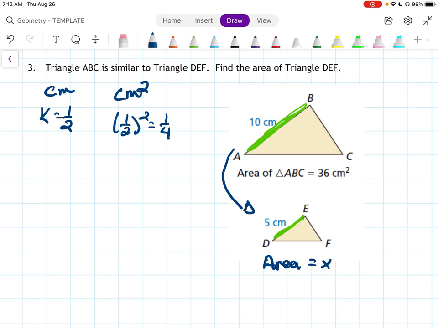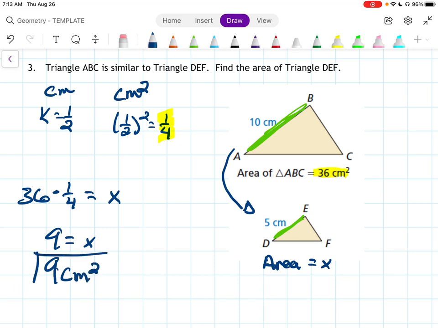All right. Again, what I'm doing here is going from the top triangle, the big one, to the small triangle, the bottom one. So I'm going to multiply 36 by 1/4. And that's going to be my area. 36 divided by 4. Is that 9? I think it is. 36 divided by 4 is 9. Yes. 9 equals x. And I could say this is 9 centimeters squared.